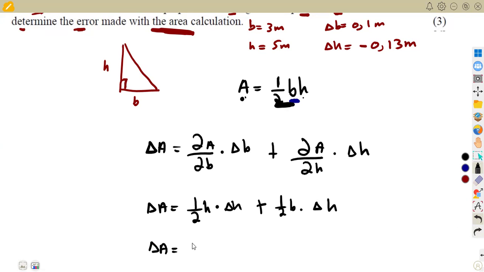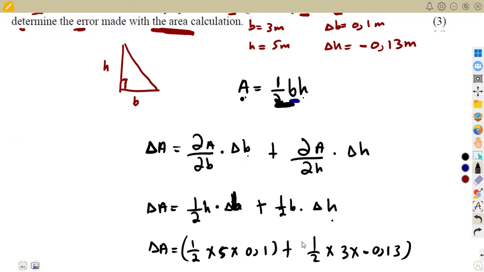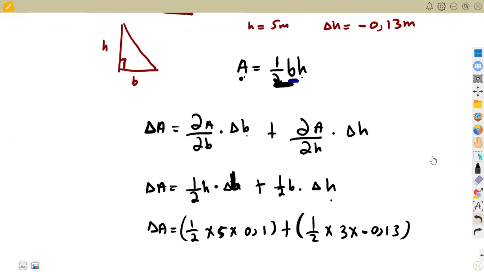We just have to simplify everything by substituting the height, 5 meters, times the change in the breadth. All right, this is B, guys. This one, B, not H here, B. The change in the breadth, which is 0.1, plus half times the breadth, which is 3, times the change in the height. Remember, our height change is negative 0.13 like this. So that's the change in area.